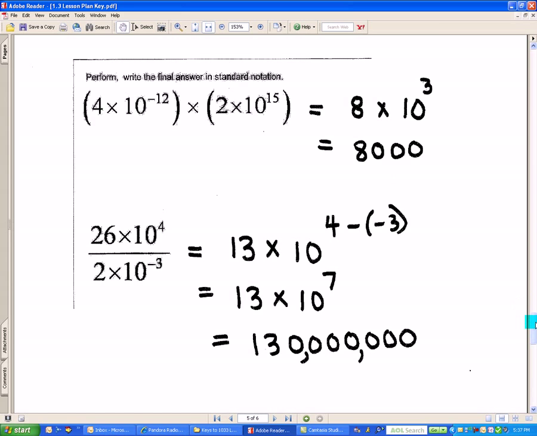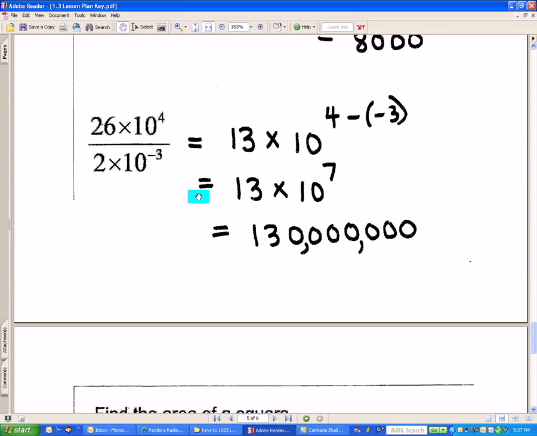Another problem that says perform and write the final answer in standard notation. In the numerator we have 26 times 10 to the fourth. In the denominator we have 2 times 10 to the negative third. Let's digest this. Let's break it apart. Let's analyze it. 26 divided by 2 is 13. Got that? That's simple arithmetic.